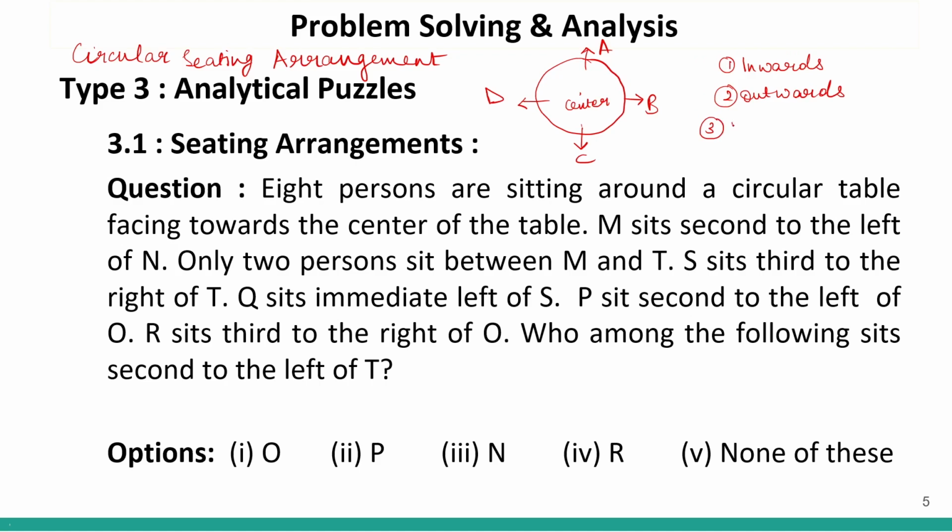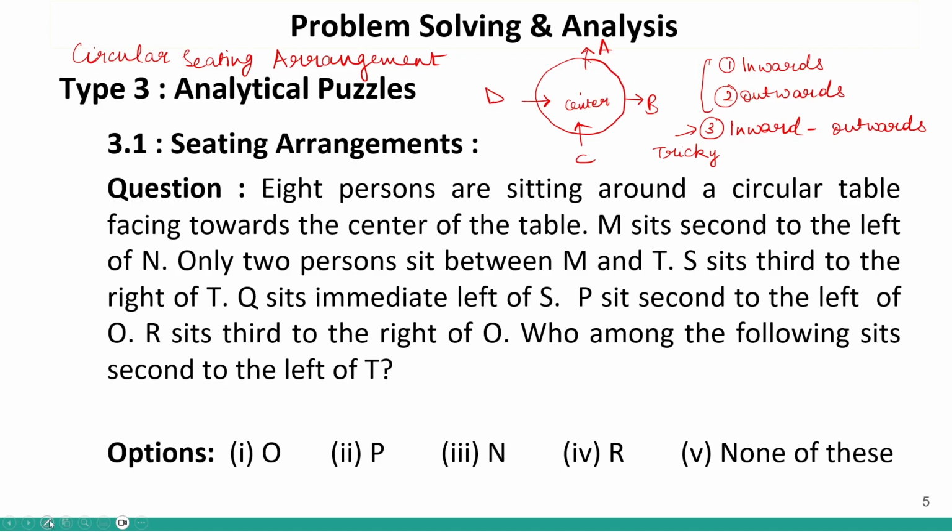The third possibility is some people are facing inwards and some people are facing away from the center. So let's say maybe D is facing in, A is facing out, B is facing out and C is facing inwards. So certain possibilities like this. So three possibilities again you can get in your circular seating arrangement. Now again, this type of question where some people are facing in and some people facing out takes comparatively more time to solve than these two cases.